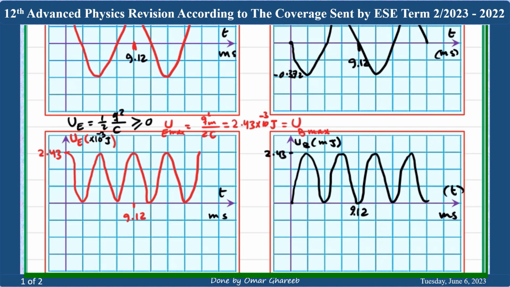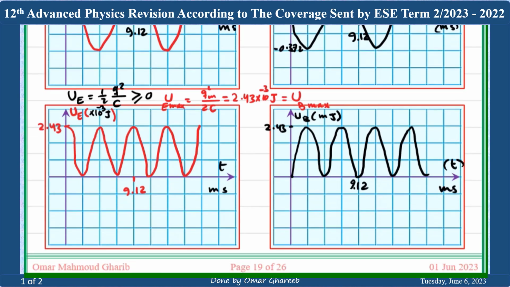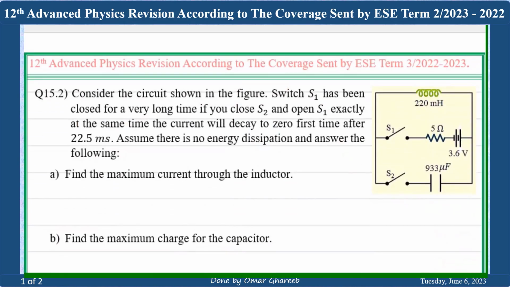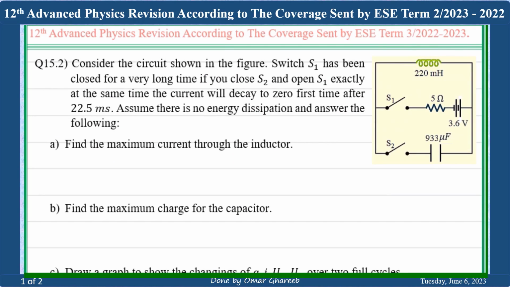Now, to master our learning, let's go to this question. Consider the circuit shown in the figure. Switch S1 has been closed for a very long time. This S1 is closed for a very long time. That means we reach the steady state for the inductor resistance circuit.